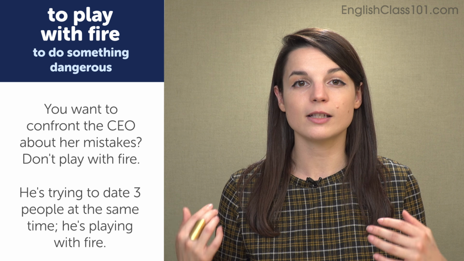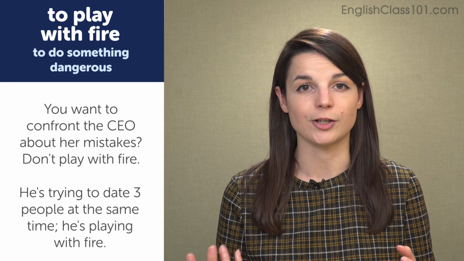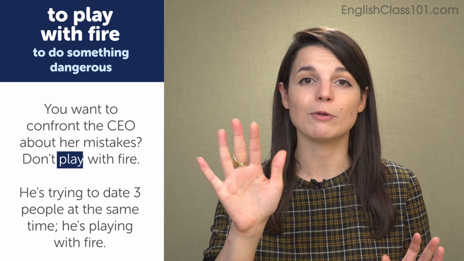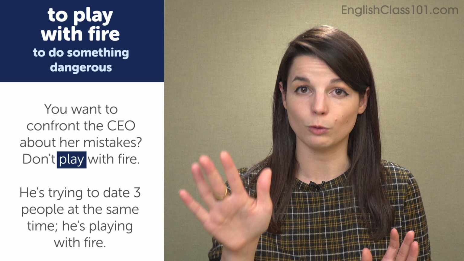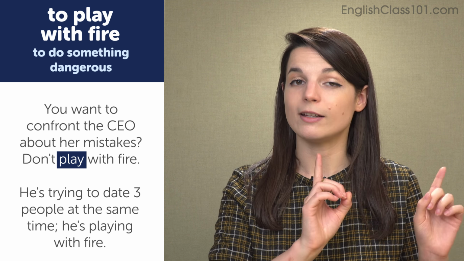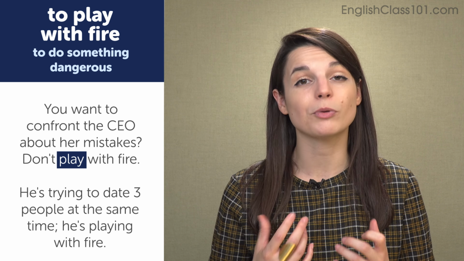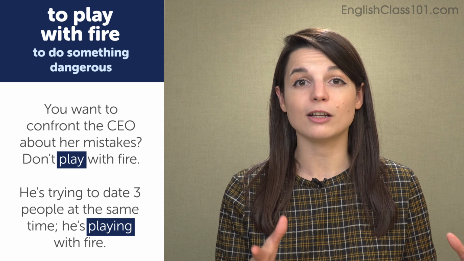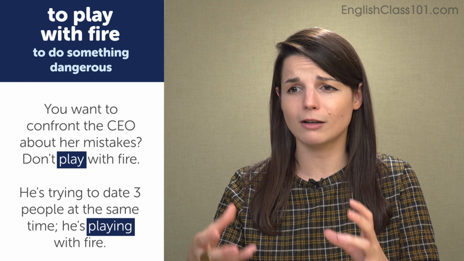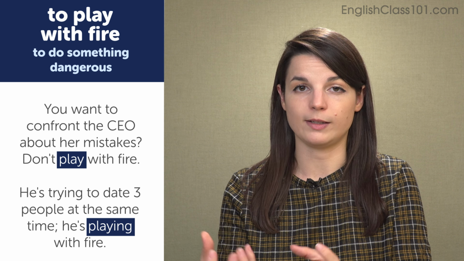In the first example sentence, confronting a CEO about her mistakes, that sounds like it could be dangerous for someone, potentially, if they don't want to lose their job at the company. So the speaker recommends, don't play with fire. In other words, don't do something risky, don't do something dangerous, suggesting that the previous point, confronting the CEO, is a risky or dangerous behavior. Don't do that. In the second example sentence, we see it in the progressive tense. He's playing with fire by dating 3 women at the same time. So that could be risky. It could be dangerous. He could cause fights. He could cause problems. We don't know. But we're saying he's playing with fire. He's doing something that is risky or dangerous.